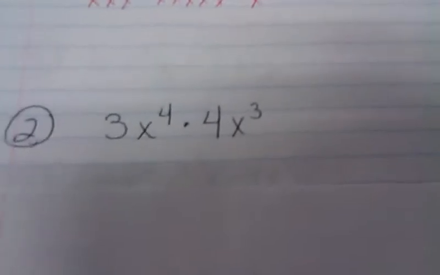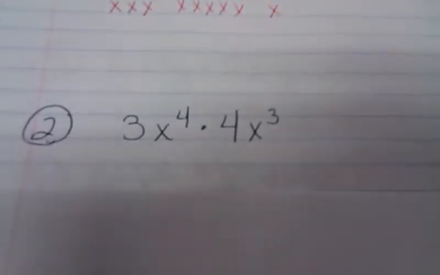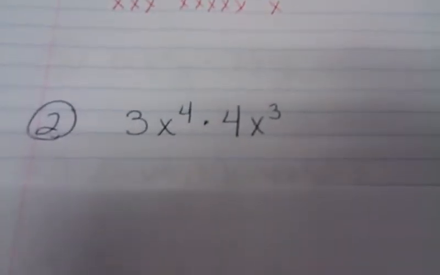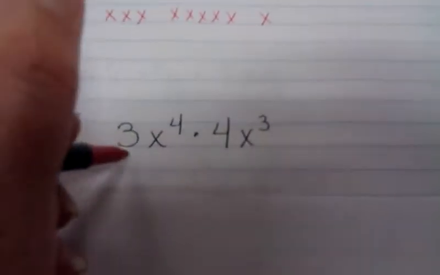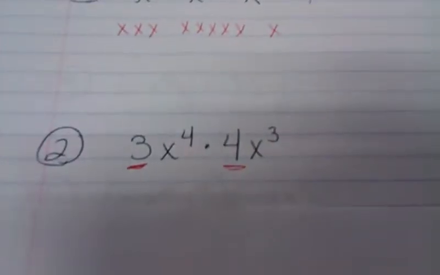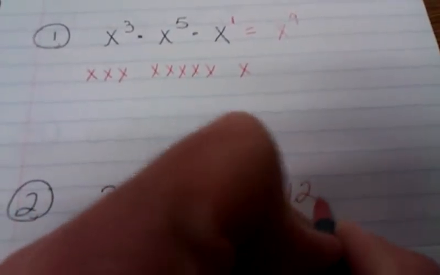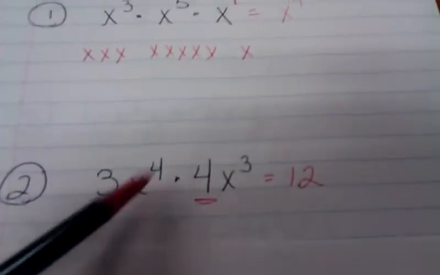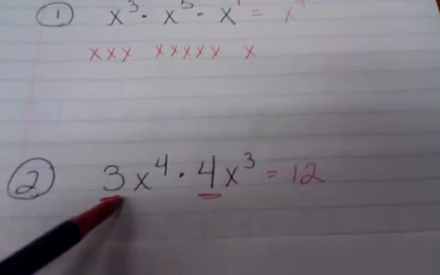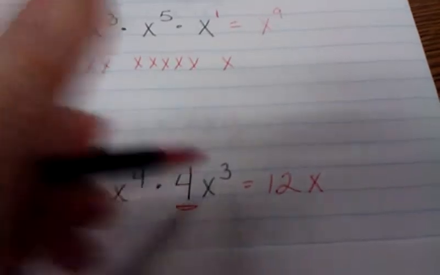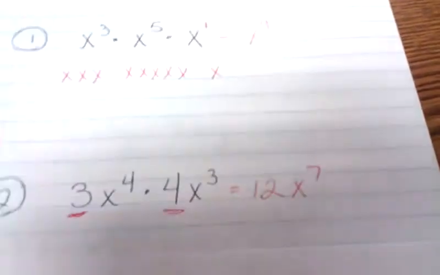Here's another one. You can try this one, pause it, and come back and see how you did. First off, I've got a coefficient of 3 and 4. You treat those like normal and just take 3 times 4. That'll give you 12. Now my bases, I have x's right here. So now I can have an x, and I add the exponents. 4 plus 3 is 7.